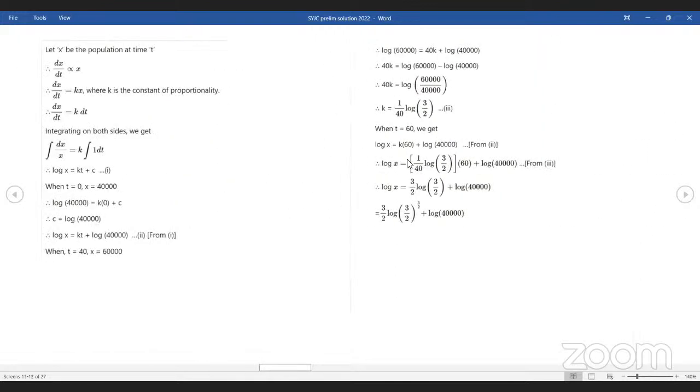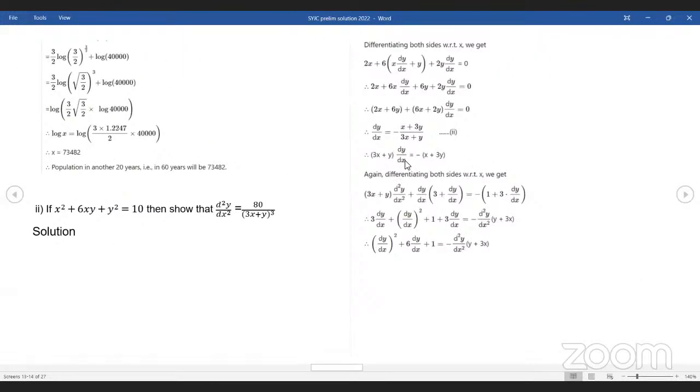As we cancel log from both sides and the value of under root 3 upon 2 is provided, we substitute that value. So we get the population, it is equal to 73,482.